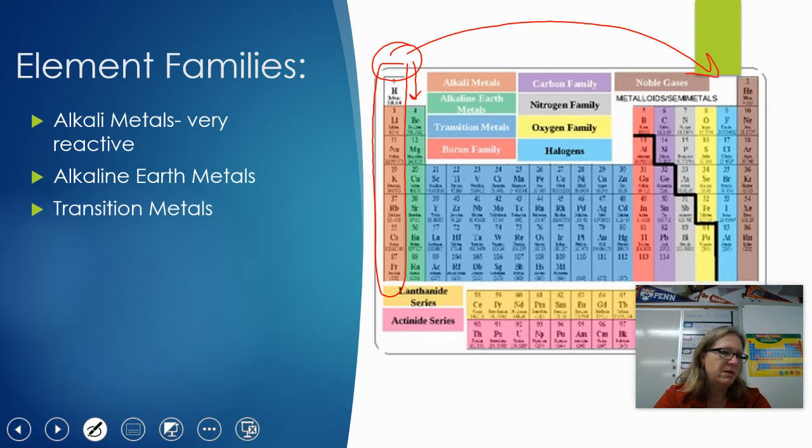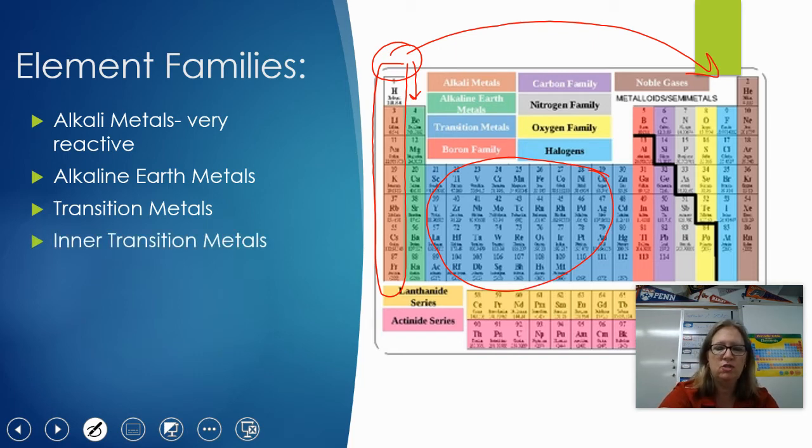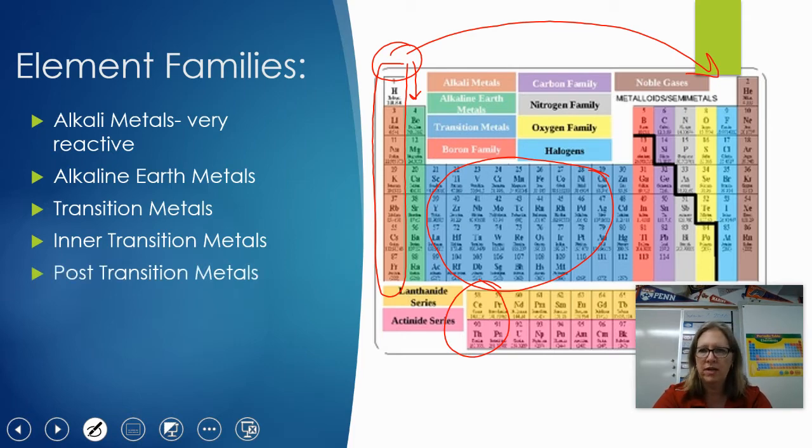Then we have the transition metals. The transition metals are all those blue ones in the middle, okay? These are all the transition metals. The book will then talk about the inner transition metals, which are all these down here, and then the post-transition metals. Those are those metals that are kind of in this area before you get to the metalloids, okay?